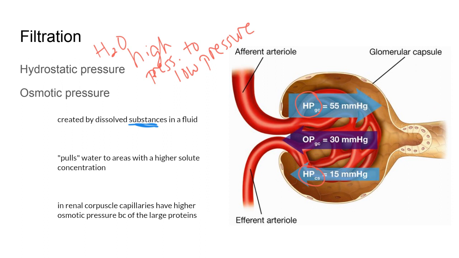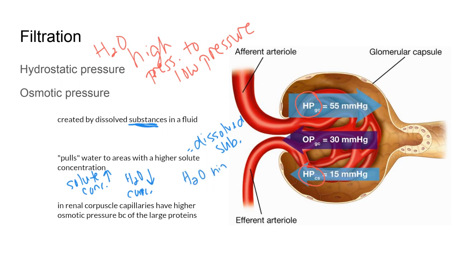If we keep in mind some of our 9th grade biology, solute is the dissolved substance in the fluid. If the solute concentration goes up, then the water concentration has to go down. So essentially what this is doing is attracting water to areas that have a lot of dissolved substances in them. Water is always going to flow from a high to a low concentration.